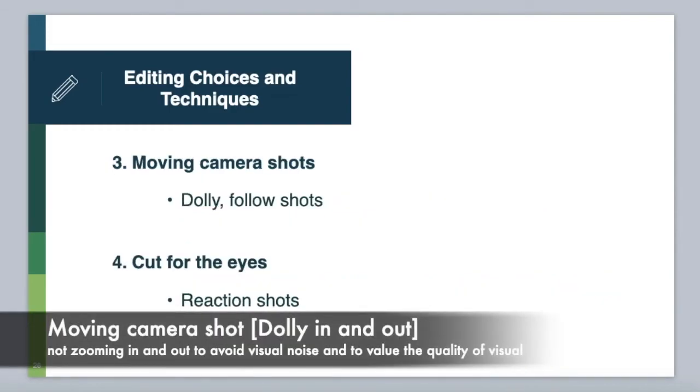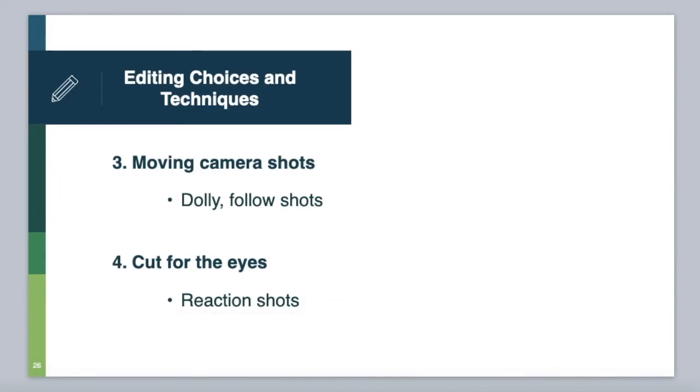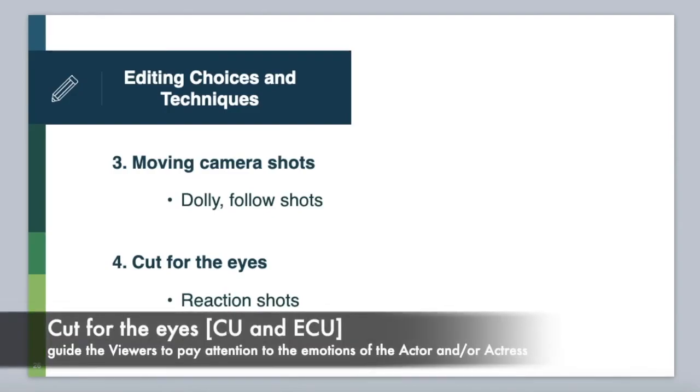When we say moving camera shots, you are not allowed to use zooming in or zooming out, but instead you use dolly in, dolly out, and other basic shots, following the sequence of it so that you do not have jump shots. Cut for the eyes is divided into two. You have there the close-up shot and extreme close-up shot. This is the reaction shot that you need to convey to your viewers for you to justify the momentum of the story.